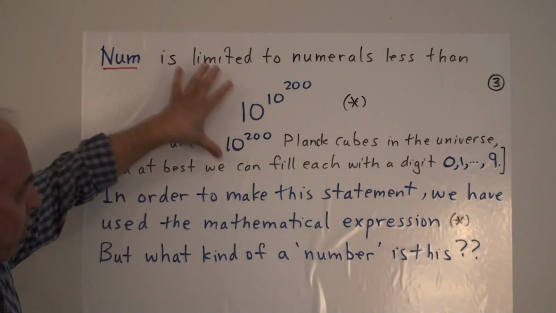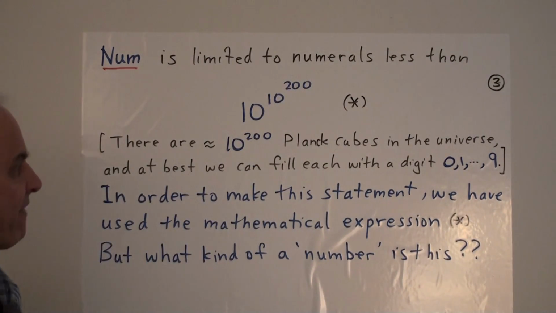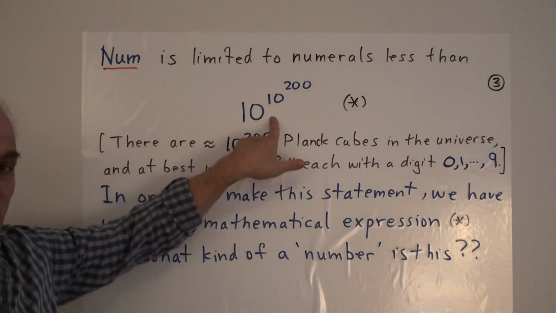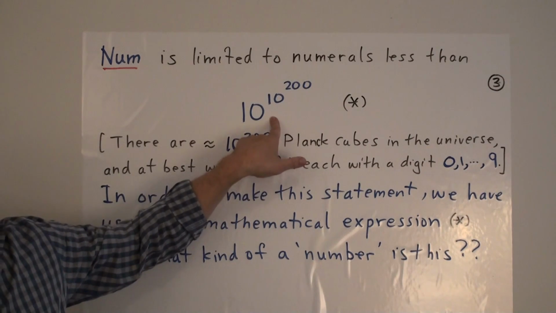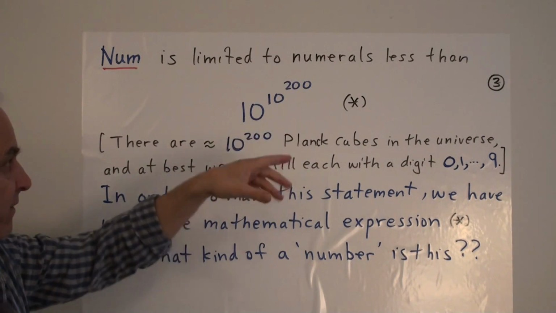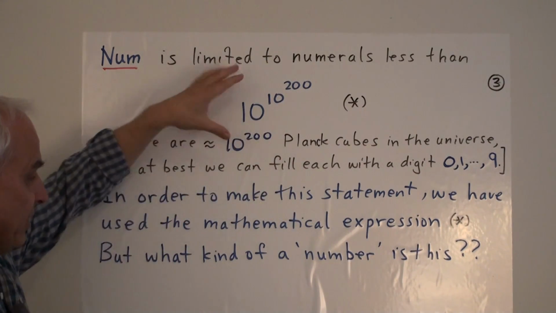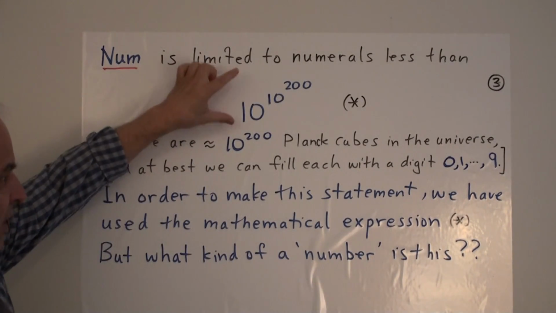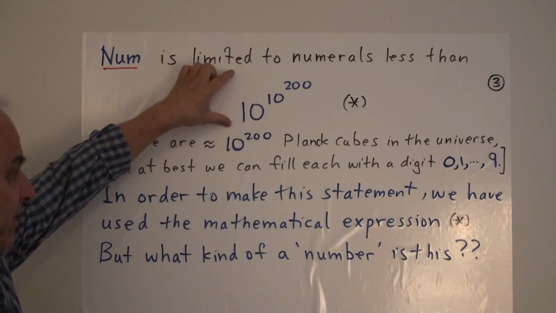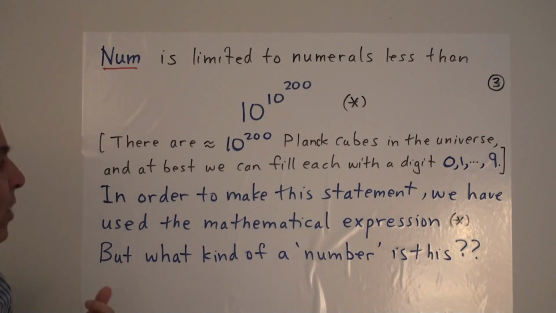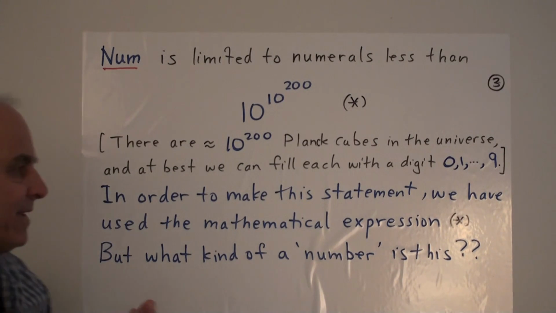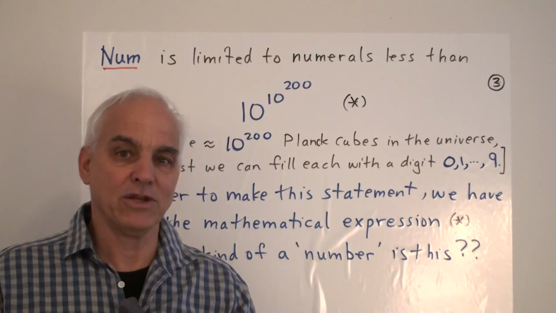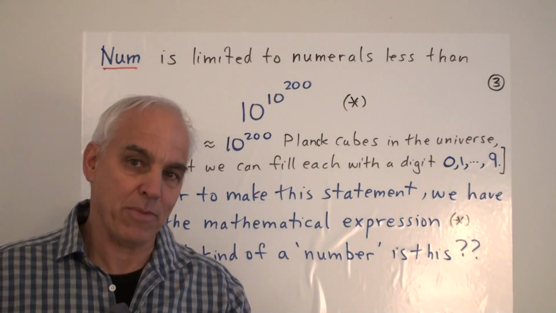But notice that in order to make this statement, I've had to use this expression here, which is not officially a Hindu-Arabic numeral. Okay? If it was, then it'd be contradictory, because I've just said we can't write down Hindu-Arabic numerals which are this big. So this represents a mathematical expression which represents some kind of quantity, which is beyond what we can do in the Hindu-Arabic numeral system.